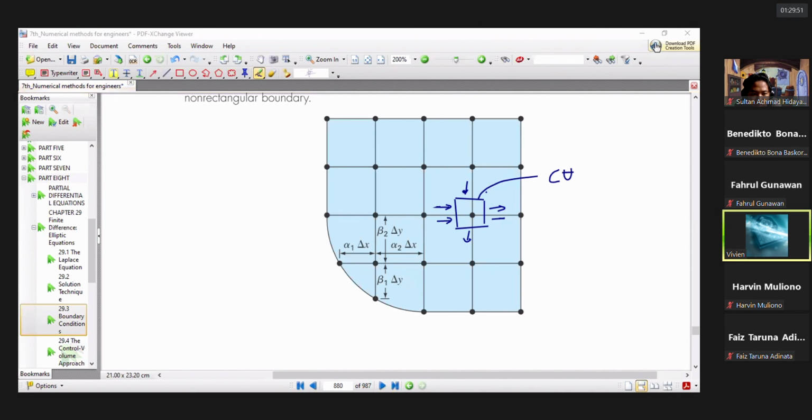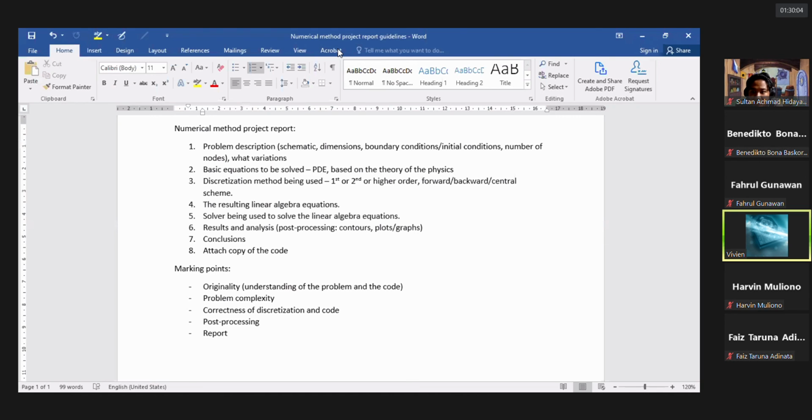I want you to do some simulation. The project is doing a simulation with MATLAB, and in this simulation, you need to create your own code. This is for the project report. Next week you need to upload the report.